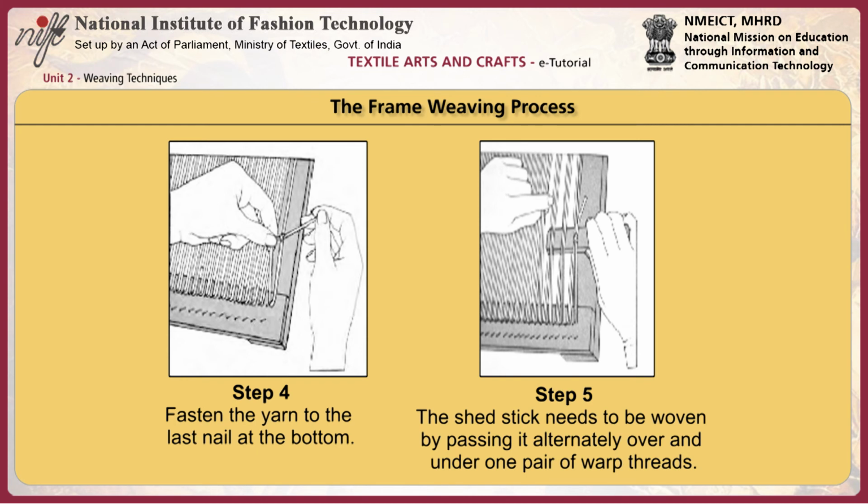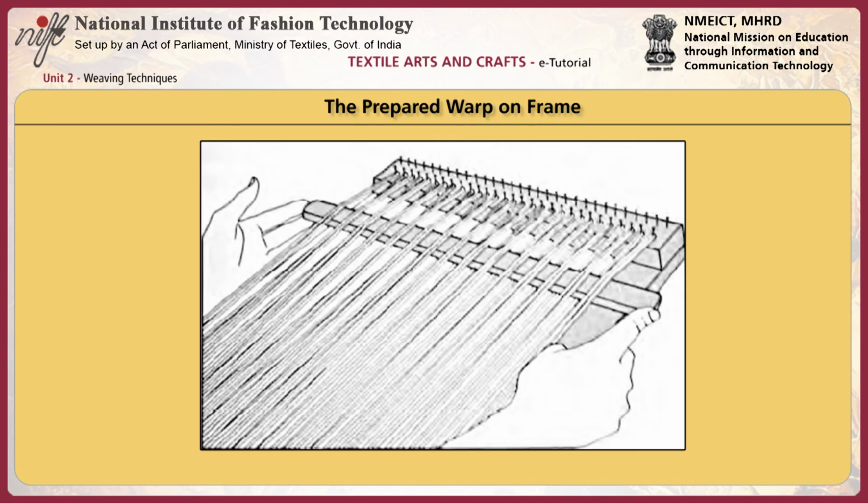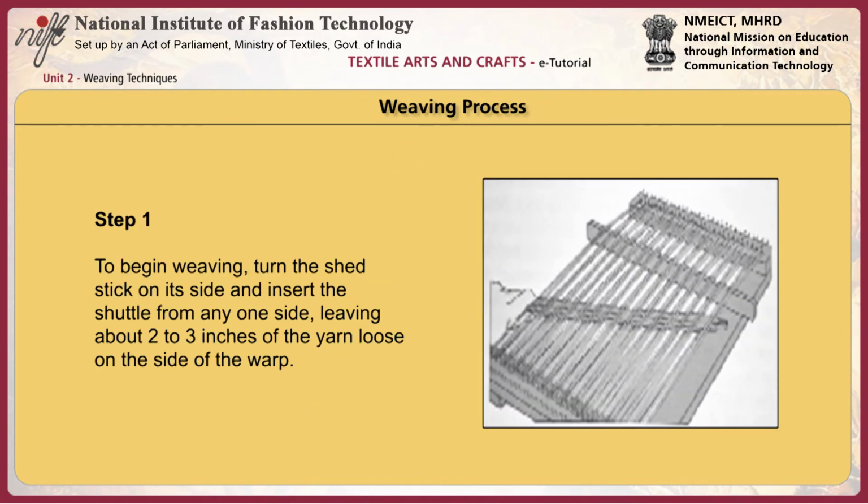Finally, the shed stick needs to be woven by passing it alternately over and under one pair of warp threads. This is the prepared warp on the frame. The insertion of weft may be done continuously in the order as the weave repeats. These are the steps for the weaving process. To begin weaving, turn the shed stick on its side and insert the shuttle from any one side, leaving about 2 to 3 inches of the yarn loose on the side of the warp.